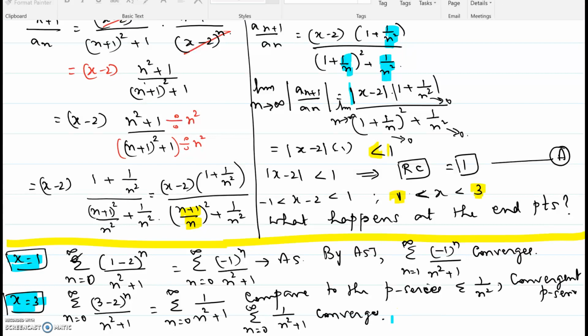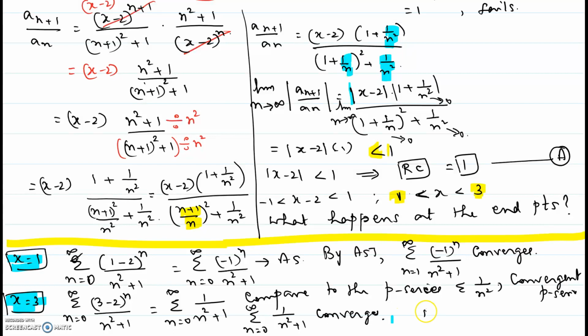Therefore, the interval of convergence would be 1 through 3, both 1 and 3 inclusive. So the interval of convergence is 1 through 3, both 1 and 3 included. So this concludes the second part of the problem of finding the interval of convergence. Hope this video helps.